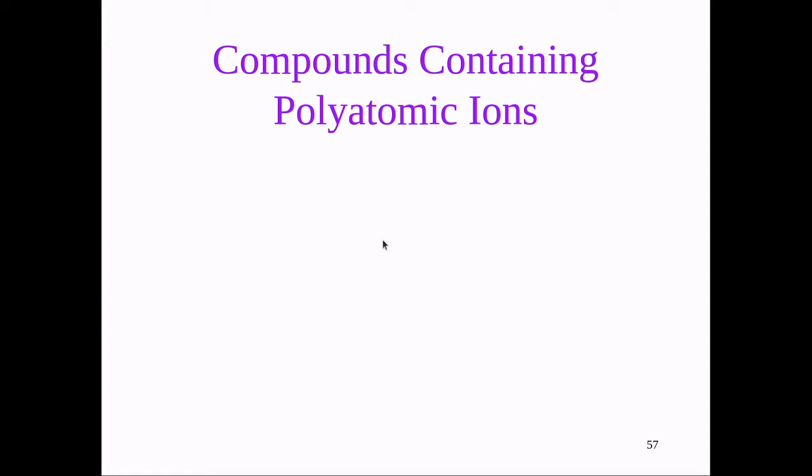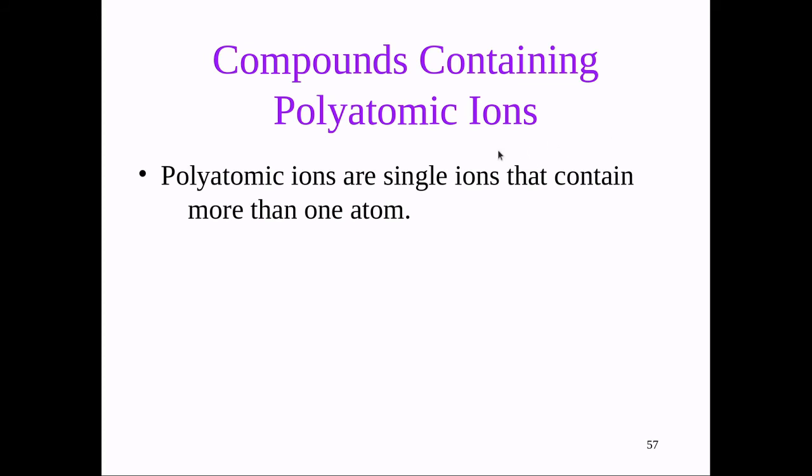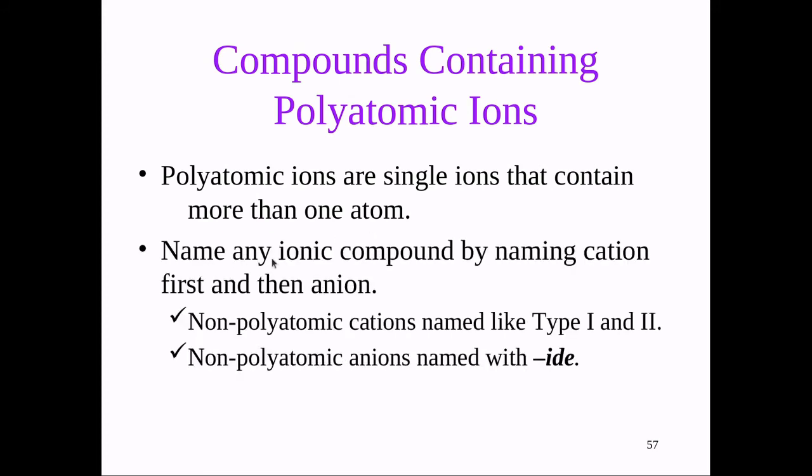Okay, we're almost done with the ionics, but we're going to talk now just a little bit about the compounds that contain polyatomic ions. Again, polyatomic ions are single ions that contain more than one atom. We name any ionic compound by naming the cation first and then the anion. So even if we have polyatomics, we're still going to follow this convention.